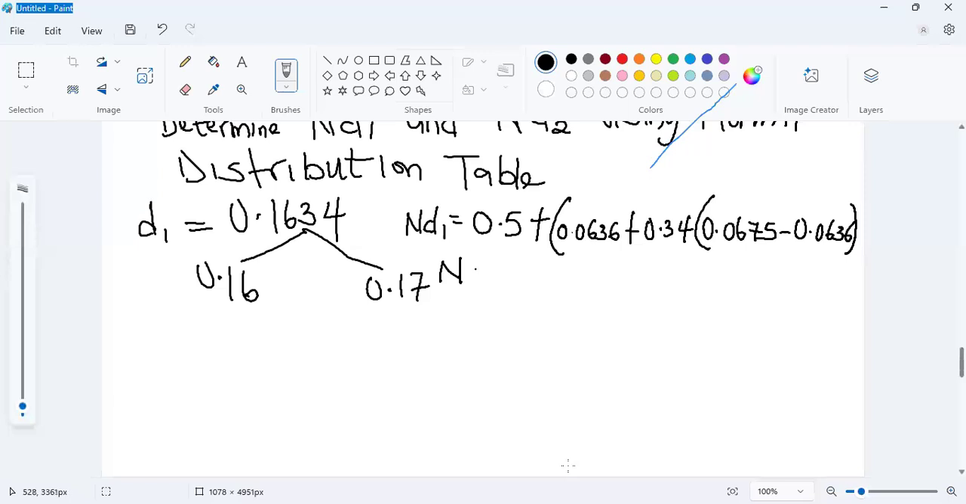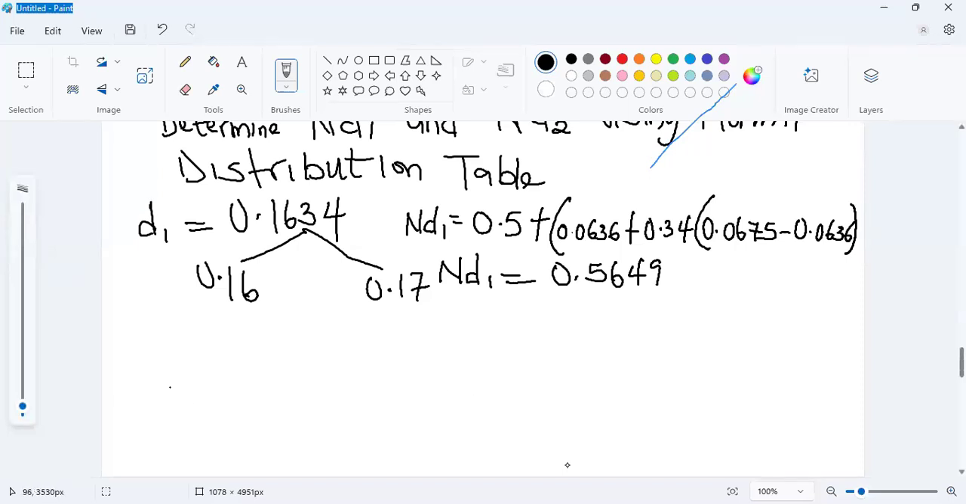You can apply your calculator and get your ND1: 0.5649.